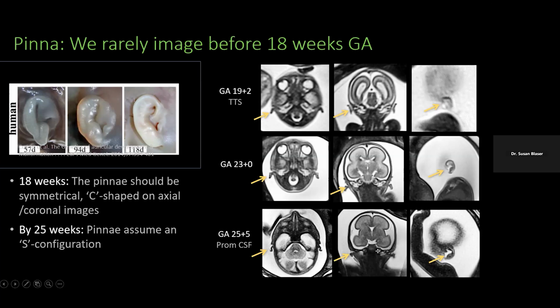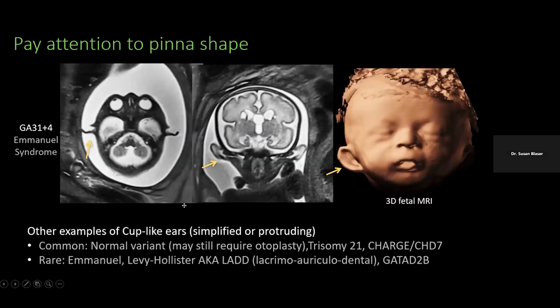And on the coronal view, you can see the coil of the cochlea. Beautiful pinna here. Again, compare side to side. Now let's pay attention to the pinna shape. So here is a 31-weeker, and you can see on your images that you've got very cup-shaped, very stick-out pinna. And you can see that on 2 different views.